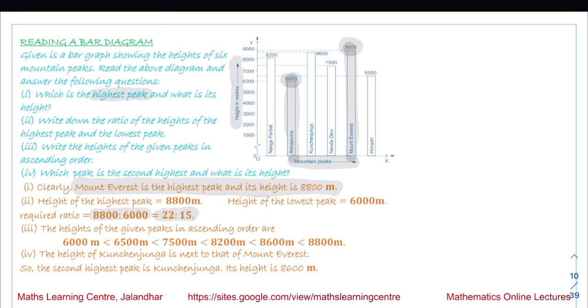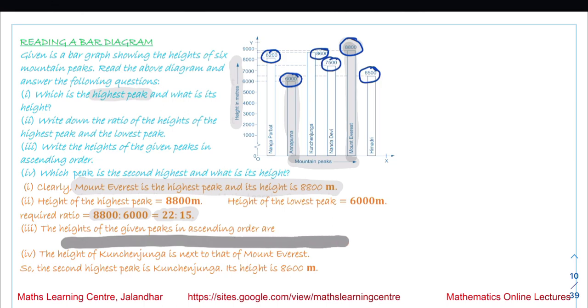Write the heights of the given peaks in ascending order. Ascending order means first of all we have to write the lowest. So it is 6,000. After that it is 6,500. After that it is 7,500. Then it is 8,200, 8,600 and 8,800. So these are the answers if we write the heights of the peaks in ascending order. You can see that from this graph it is easy to see all these values.